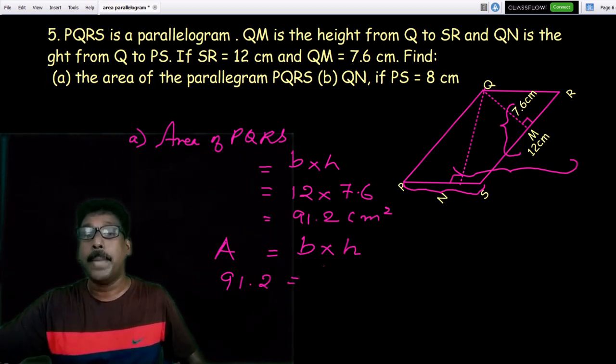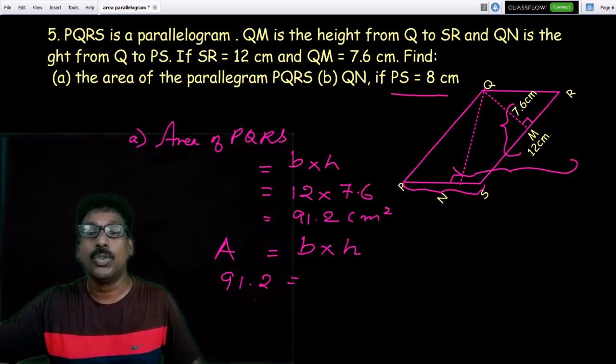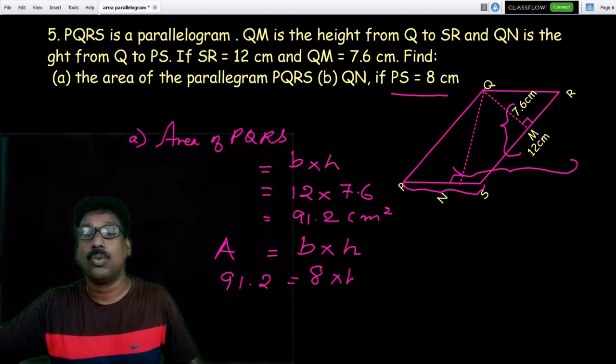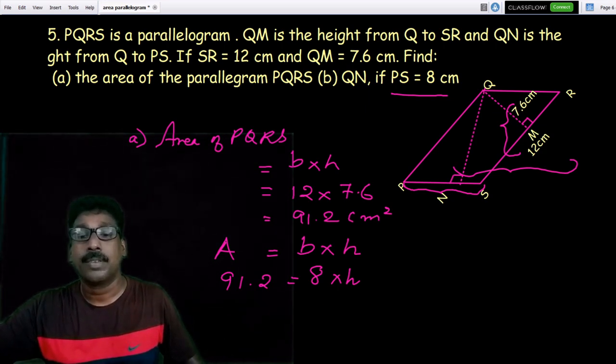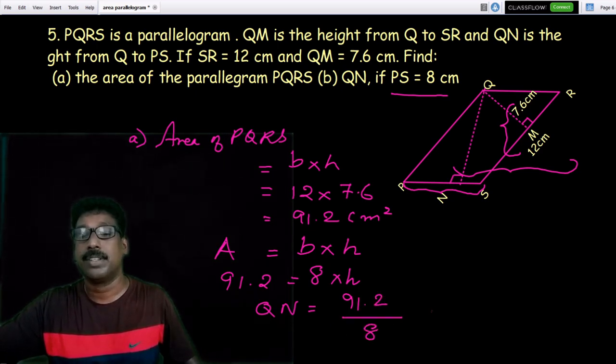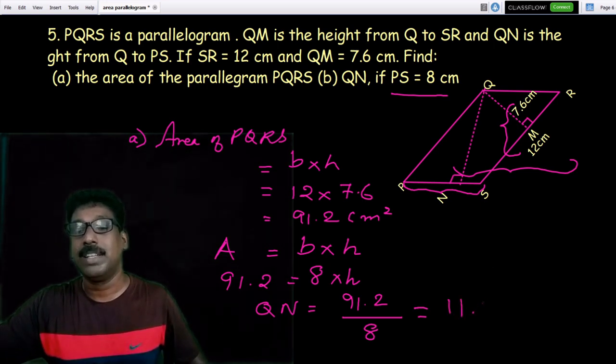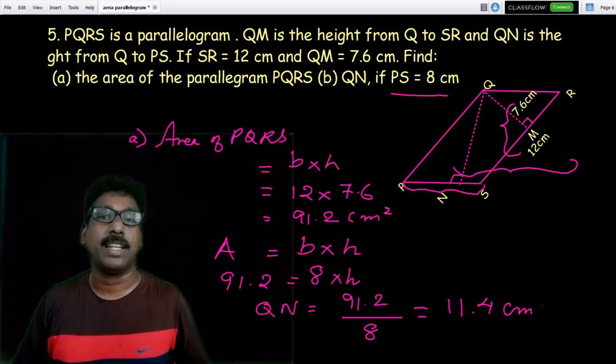91.2 is equal to base, you take it as PS, and the value of PS is 8 centimeter. So you can write it as 8 into height. So the height, which is QL, you can find as QL is equal to 91.2 divided by 8. Do divide yourself. You will get the answer as 11.4 centimeter.